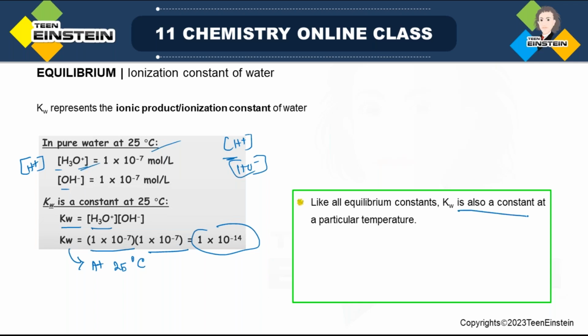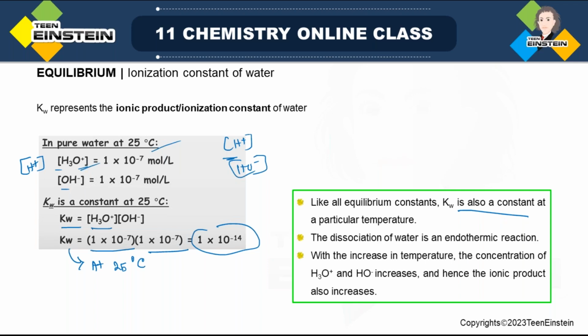Now, like all equilibrium constants, this is also constant, because this is also a kind of equilibrium constant. So it should be mentioned at a particular temperature because of its dependency on temperature. It is constant only at a particular temperature. So when you change the temperature, its value will also change.